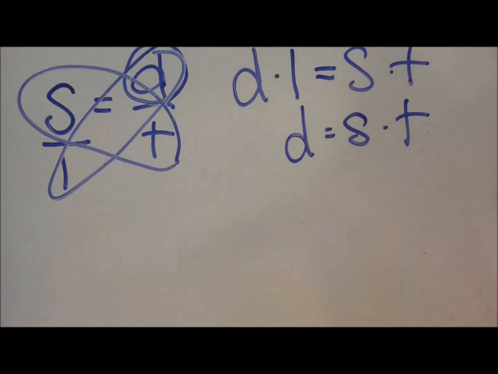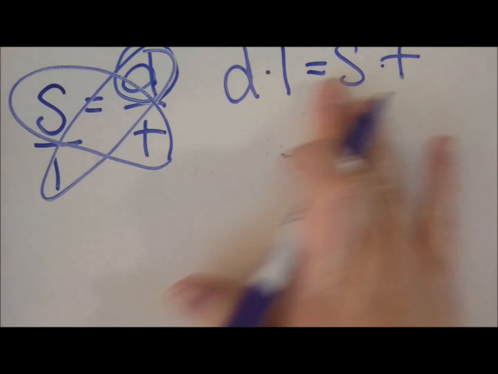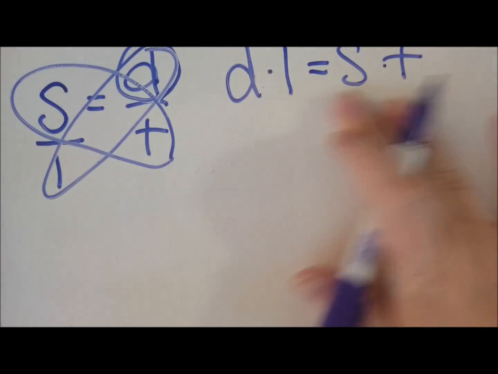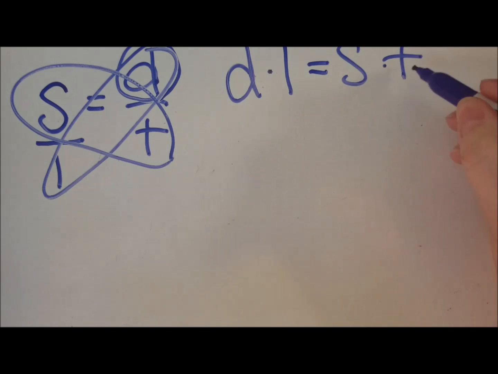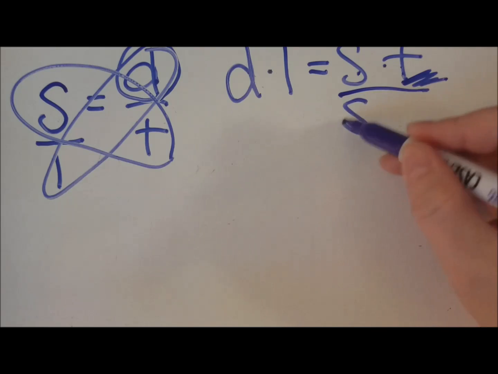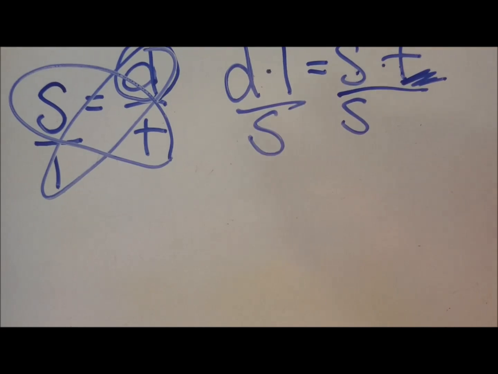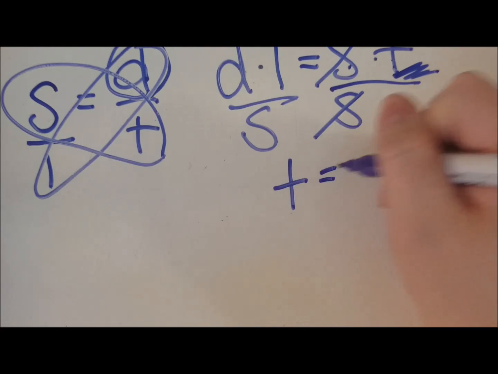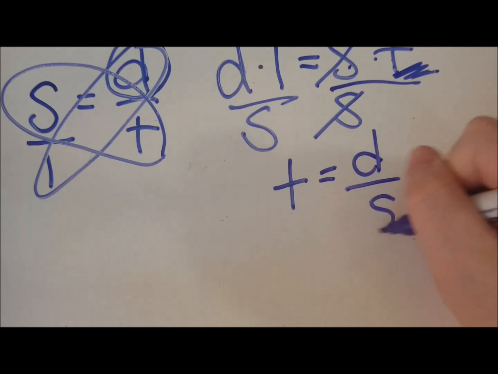And then to solve for time, you're going to do exactly the same thing. So you'll put S over 1, you'll cross multiply, and you'll get this. But this time we want time, which is not by itself. It is not times 1, it's times S. So the only way to get rid of that S is to divide both sides by S. So they would cancel out. So time equals distance over speed.